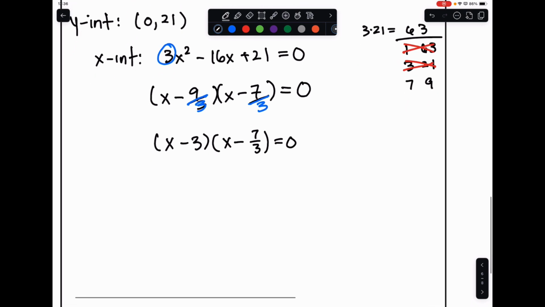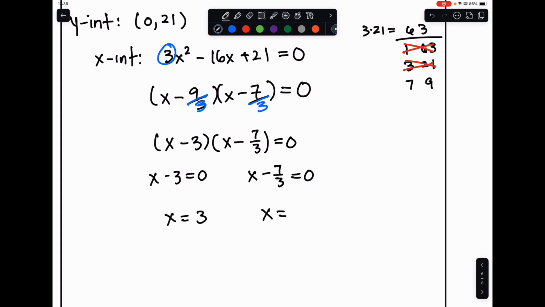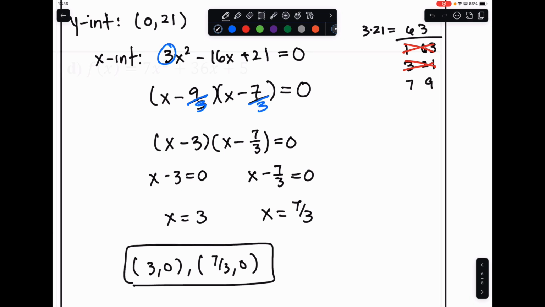Now the procedure is still going to be the same. Either x minus 3 is equal to 0, or x minus 7 over 3 has to equal 0. Solving the first equation, moving the 3 to the other side will make it positive, and moving the fraction to the other side will make it positive. So the answers are positive 3 and positive 7 over 3. This is where we're crossing the x-axis, and those are your x-intercepts.